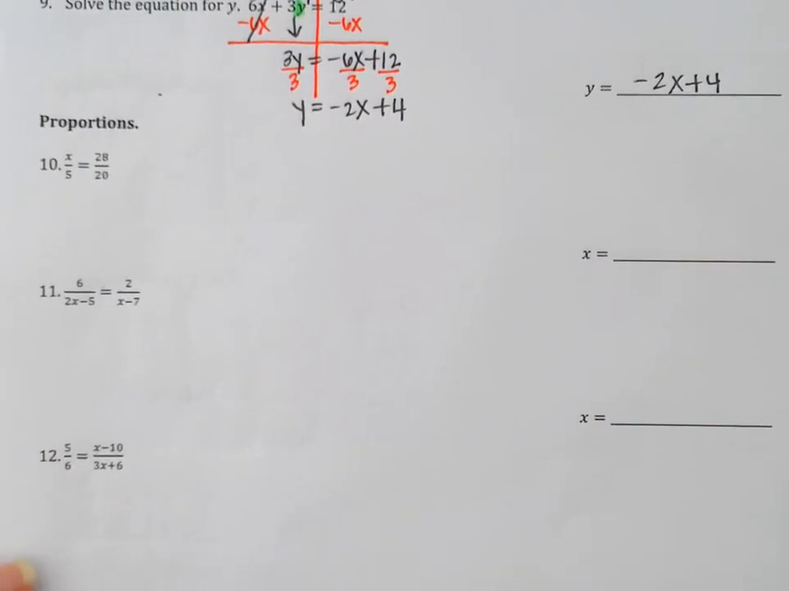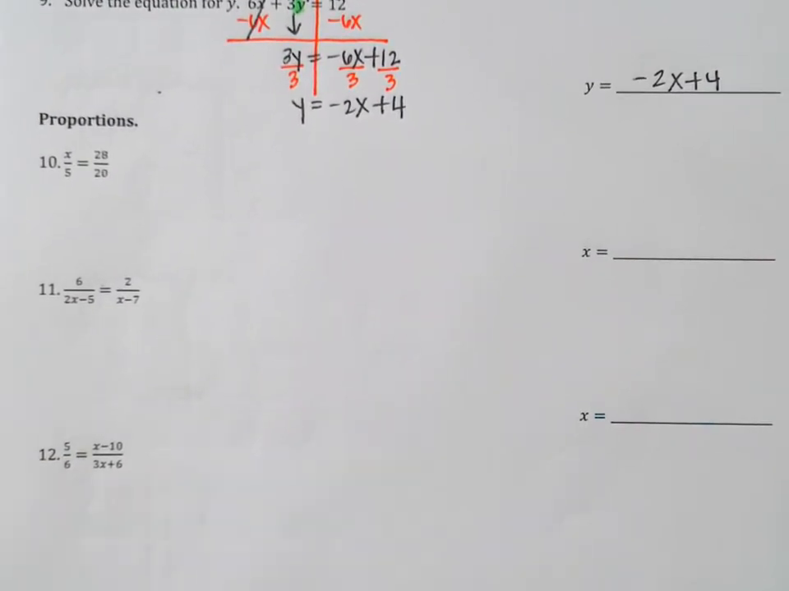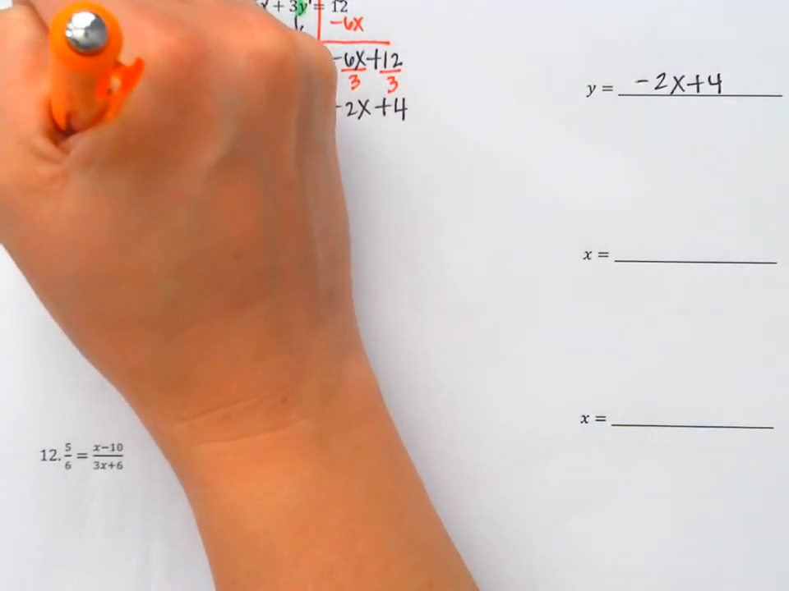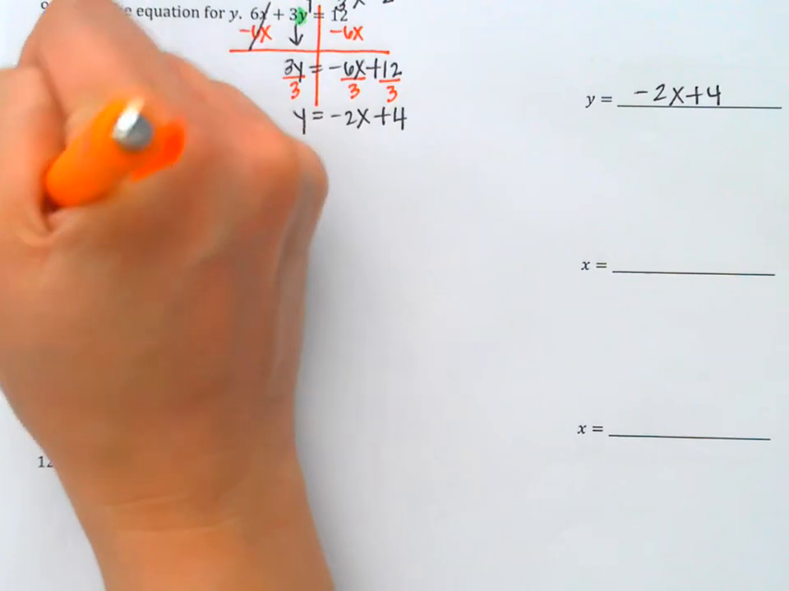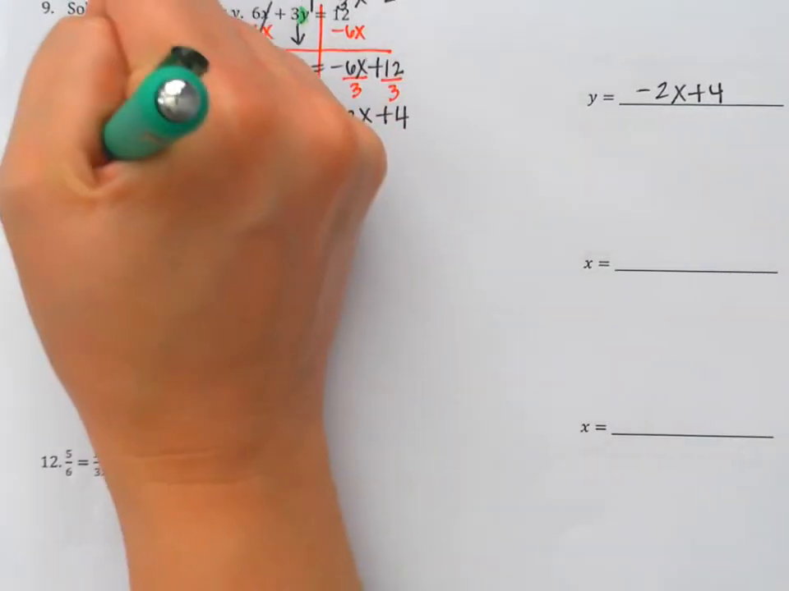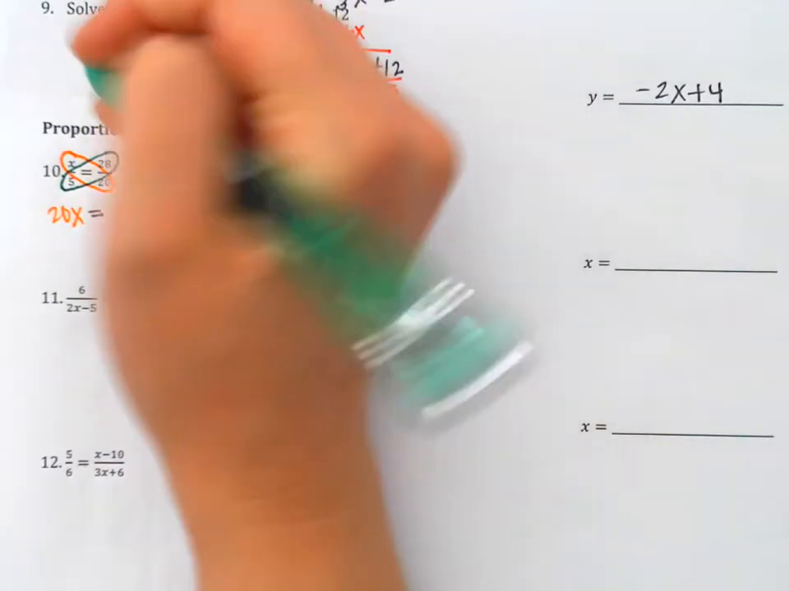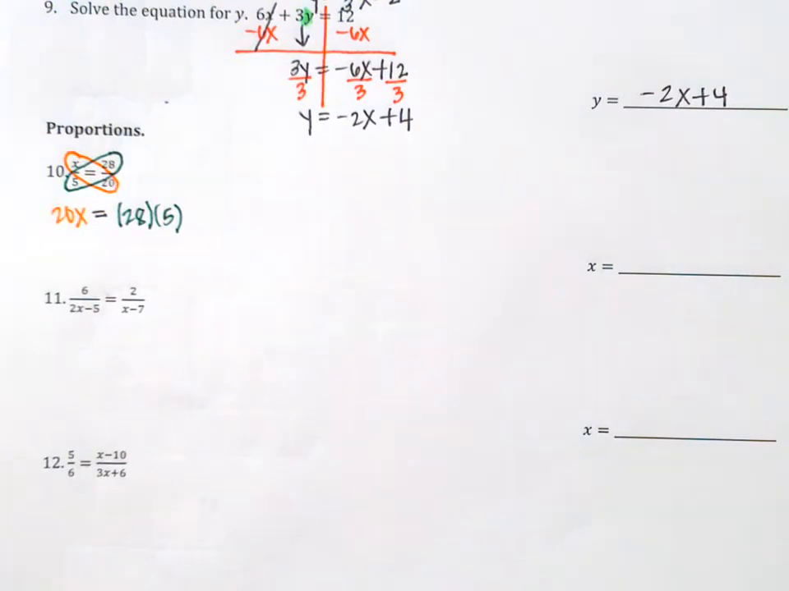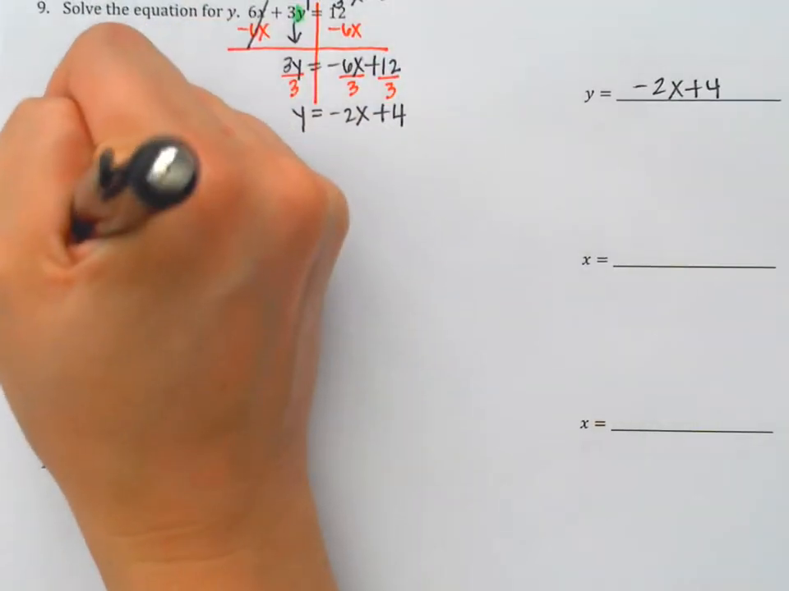Okay, on to proportions. So for proportions, remember, if you have two fractions that are set equal to each other, we can cross multiply and solve. So all I'm going to do is cross multiply x times 20. Remember, it's the top times the opposite bottom. So x times 20 is just 20x. Equals, and then I'm going to multiply 28 by 5. 28 times 5 is 140.